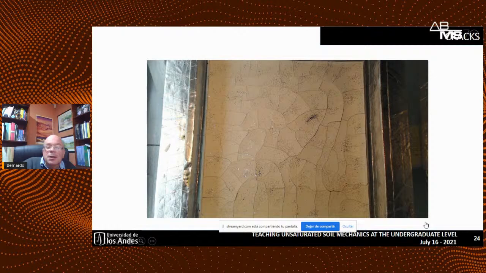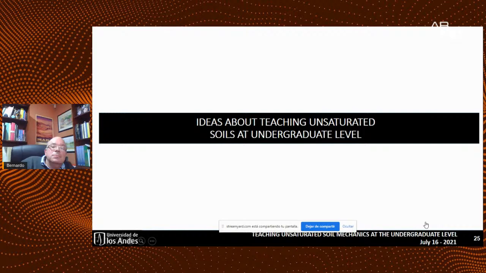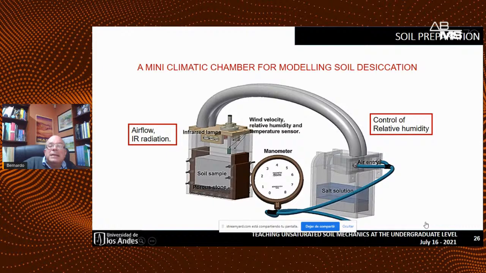And finally, some ideas about teaching unsaturated soils at undergraduate level. As we are interested in centrifuge modeling to simulate boundary value problems, the first question, and this is an important question, is how to prepare the soils. You can compact soils. It is certainly an unsaturated soil, but it is different from a natural unsaturated soil. Another way, and we have this small climatic chamber, is to prepare a saturated soil and then dry it from the top, applying or simulating the evaporation.